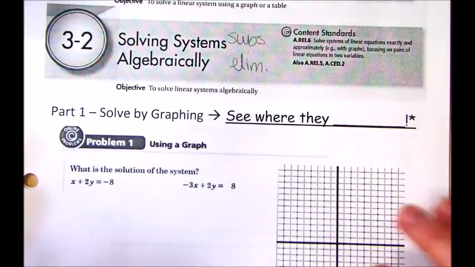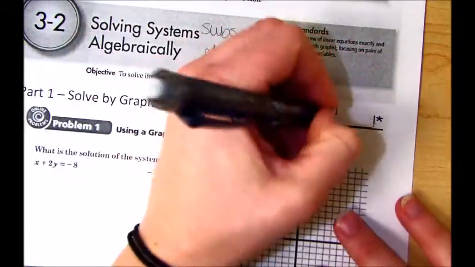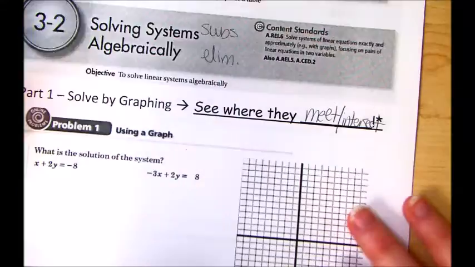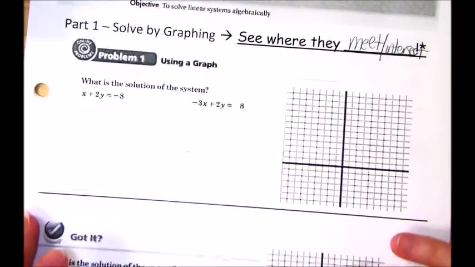So part one, we're going to solve by graphing. The answer is where they meet. Now, the real way of saying that is saying the word intersect. Okay, where they meet or where they intersect. So let's do problem one.